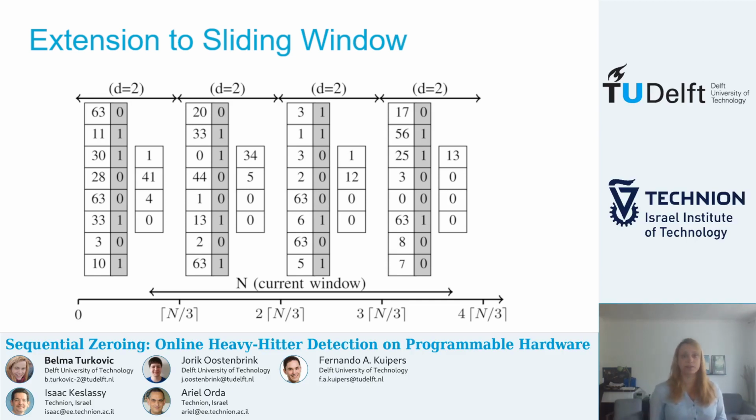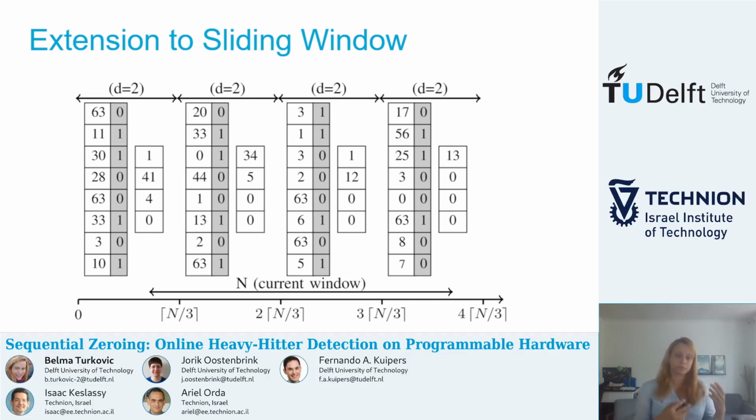At the start of the counting process, we start by using the first sketch. After n divided by k packets are processed by the switch, we switch to the second modulo sketch, and so on. So after every n divided by k packets are processed by the switch, we switch the counting structure, the modulo sketch.